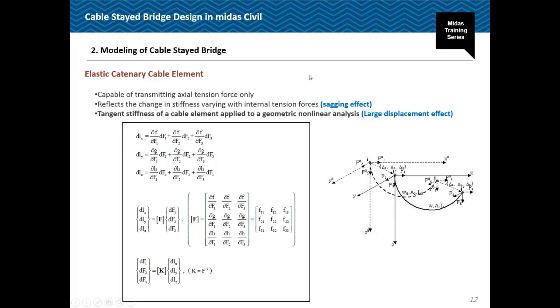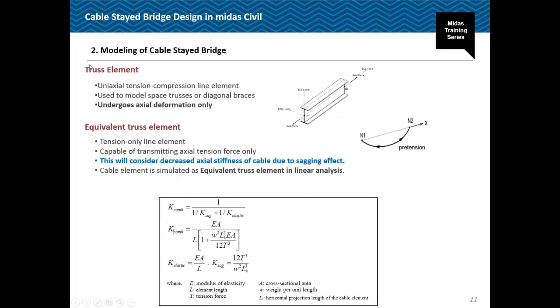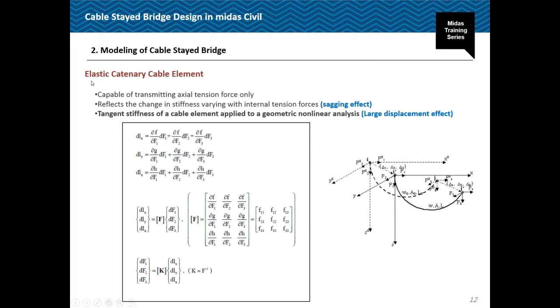So in MIDAS, there are three different types of elements when we model the cable-stayed bridge: the truss element; the equivalent truss, which considers the sagging effect; and the true catenary element, which considers both the sagging effect and the large displacement effect.